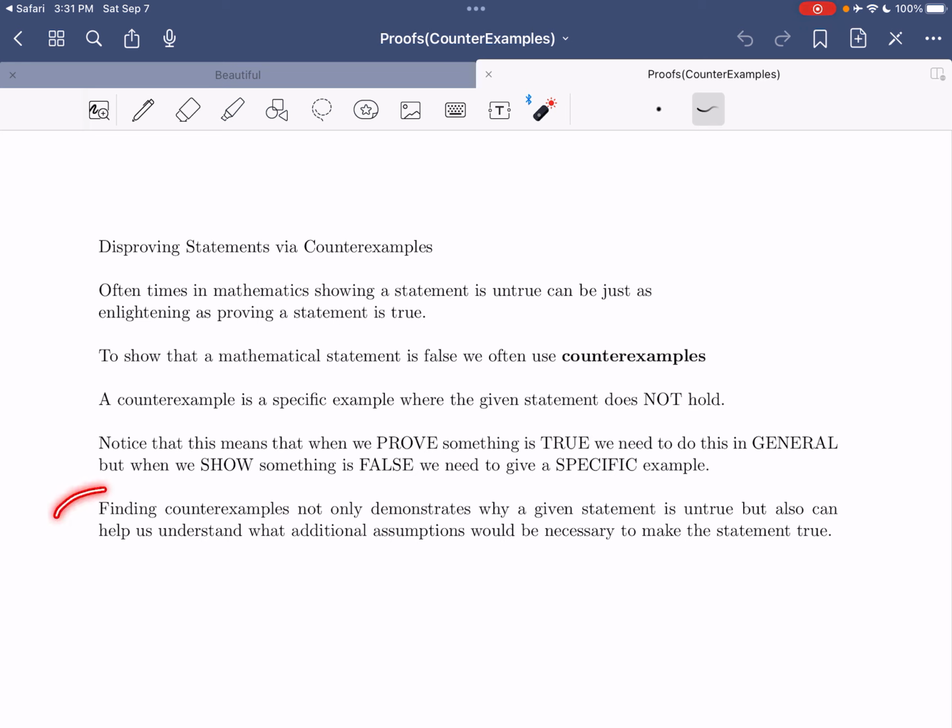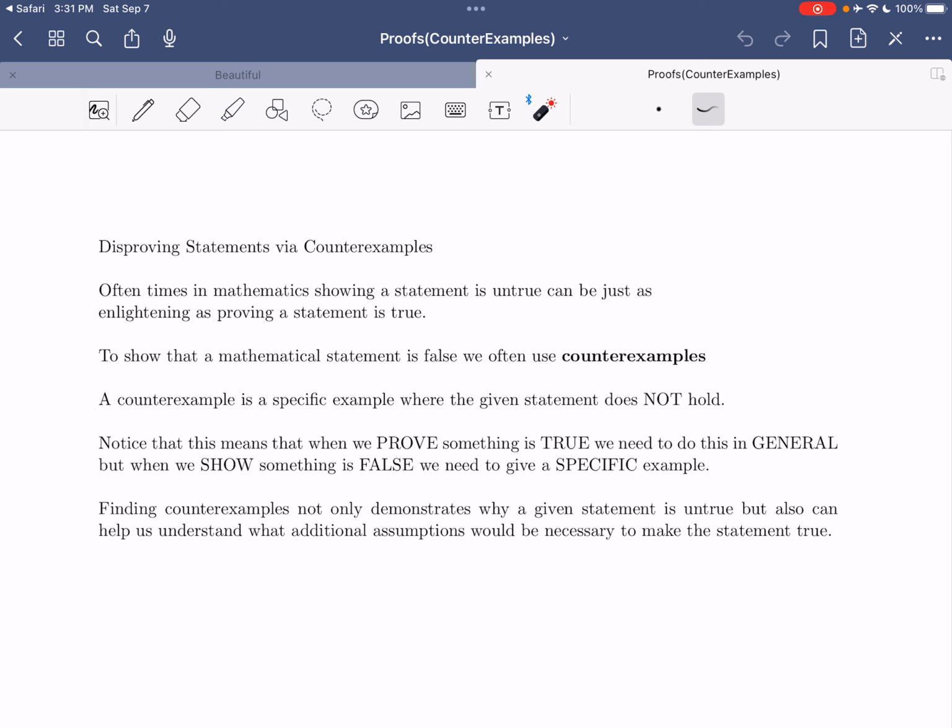Now, also keep in mind that finding counterexamples, as we mentioned earlier, not only demonstrates why the given statement is untrue, but it can also help us understand what additional assumptions would be necessary to make the statement true. A lot of times counterexamples are viewed as demonstrating why a particular statement is incorrect. But keep in mind, from a broader perspective, by demonstrating why that statement is incorrect, you're probably going to learn a lot about why exactly it's incorrect, what would be necessary to fix the statement, and the underlying structure of the mathematics you're examining here.